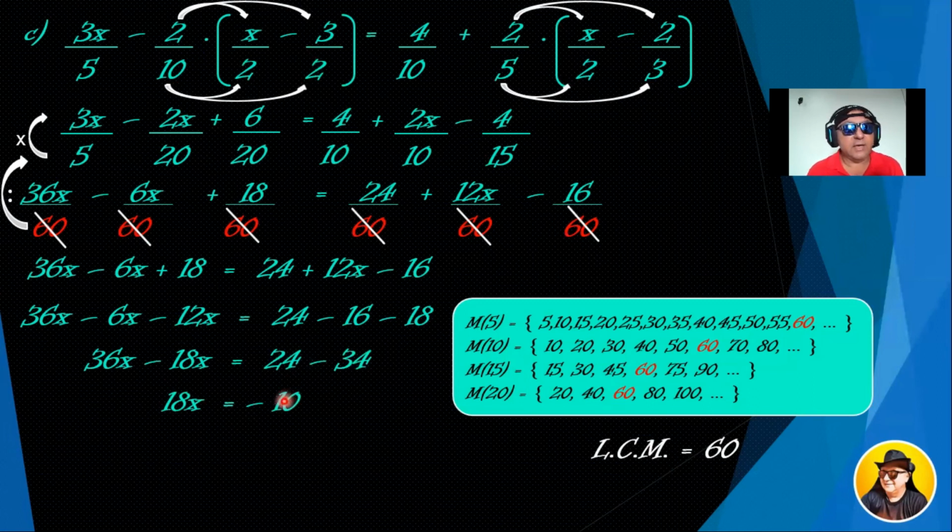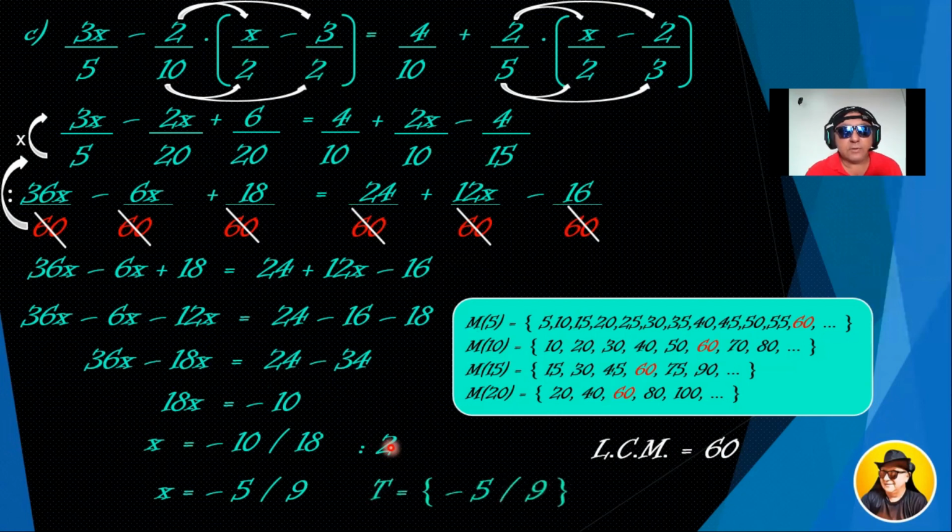Okay, very good. So now this 18 here goes to the right side of the equation, dividing. So x is minus 10 over 18. I cannot divide it exactly, but I can simplify by 2. Minus 10 divided by 2 is minus 5, and 18 divided by 2 is 9. So x is minus 5 over 9. All right, so our solution set is minus 5 over 9.